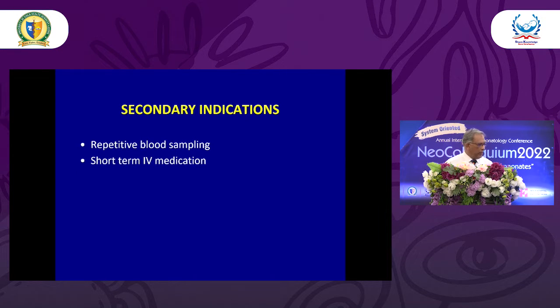And for short-term medication, if there is a medication that has to be given and you don't have any other venous access, then you can use it, but with extreme caution, because breaking the line, what we call breaking the line means opening the line. It has to be done very carefully, observing all the antiseptic maneuvers.